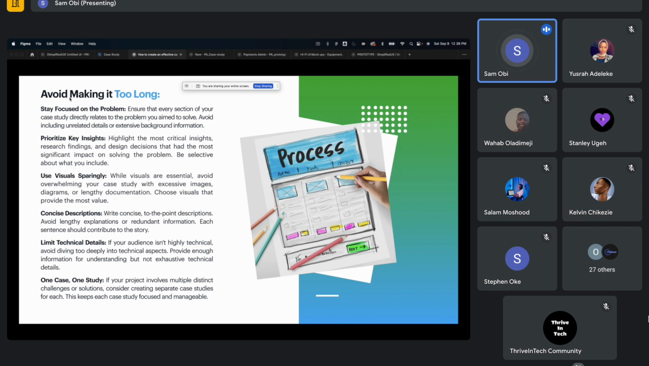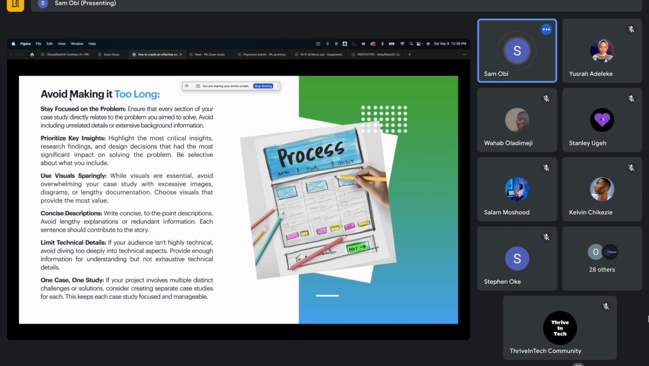All right, how to avoid making your case study too long or too short. How to avoid making it too long. Stay focused on the problem. Prioritize key insights. Use visuals sparingly. Concise descriptions. Limit technical details. And one case for one study. That's why it is called case study.